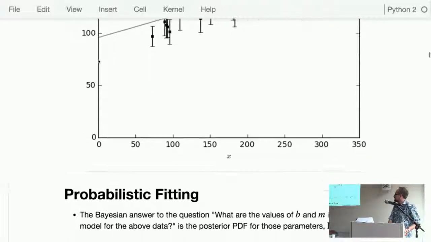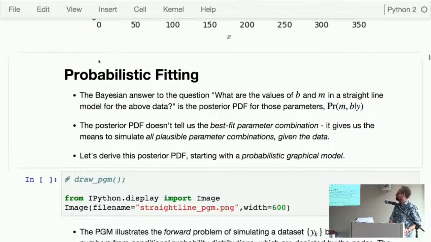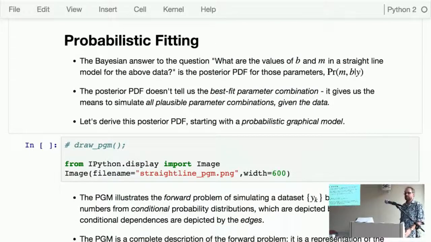So now let's spend some time thinking about Brendon's solution to the same problem. The problem was, what are the values of the intercept and gradient of a straight line model for the above data? And Brendon's answer, the Bayesian answer, would be not a best fit line, but the posterior probability distribution for the parameters m and b. So the answer isn't going to be two numbers, it's going to be a distribution that we can plot.